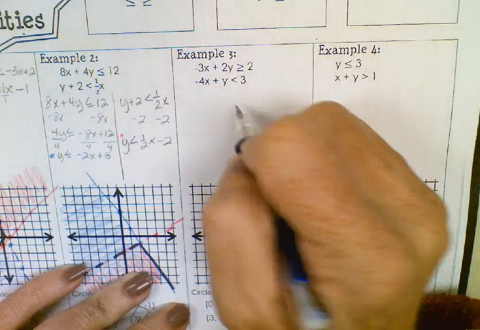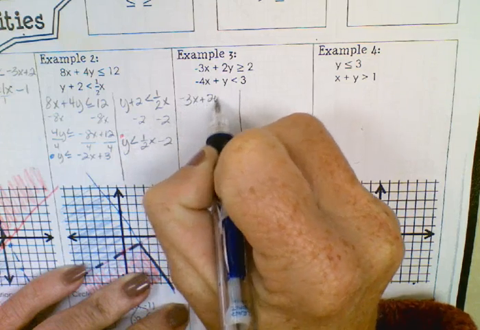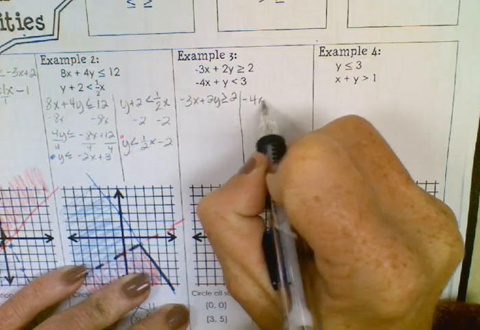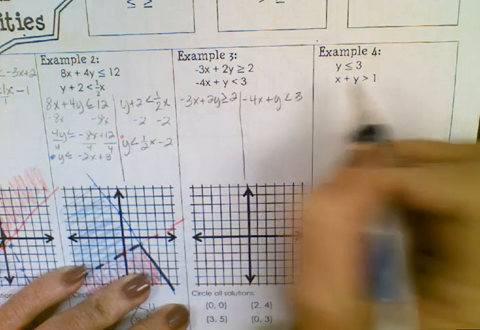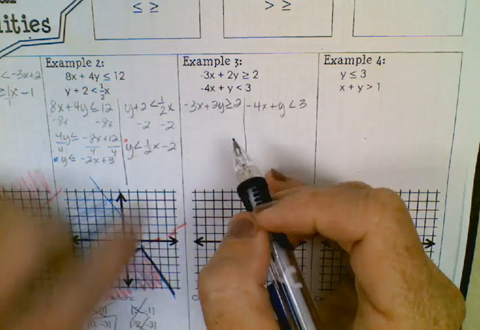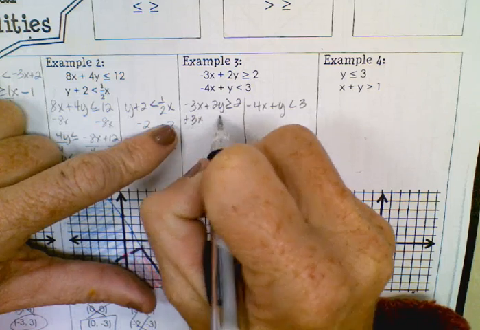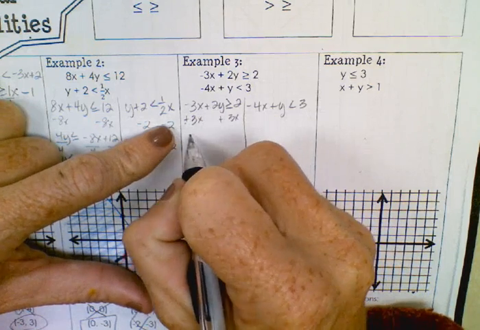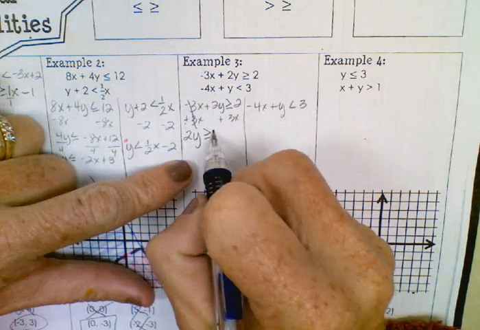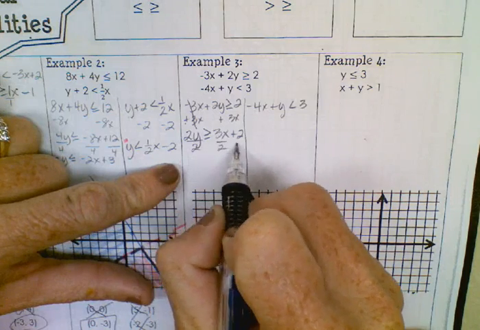Okay, so let's change our equations first. We have -3x + 2y ≥ 2, and -4x + y < 3. So I need to move my x term. When it moves to the other side, it switches signs. I would have those cancel, and I would have 2y ≥ 3x + 2. And then I need to divide everything by 2.